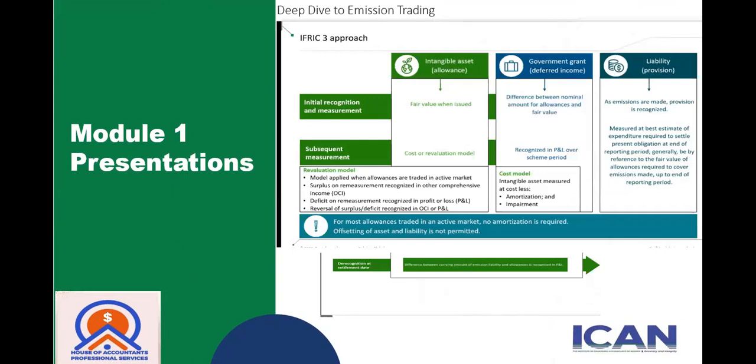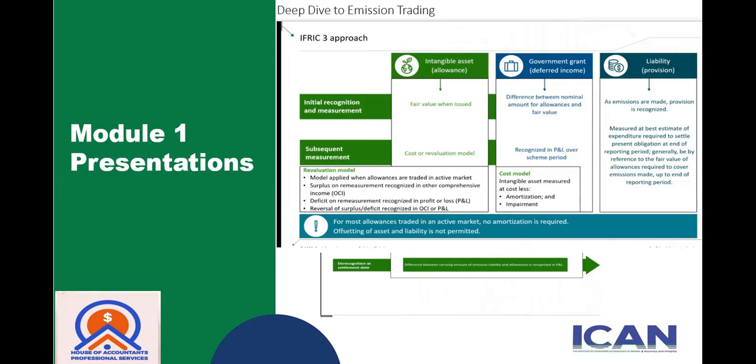Now, what is this Africa 3 approach saying? The first one is intangible assets, government grants, and liability. We are going into the accounting aspect of it now. When this allocation is given to you and you have it in your own financial statement, it becomes an intangible asset to you because it is going to give you rights to generate revenue. And we have fair value; you can measure it at fair value, and also you can measure it at cost or revaluation model.